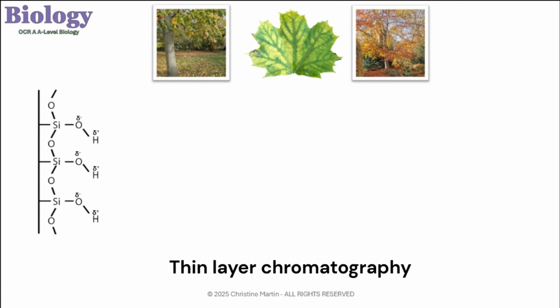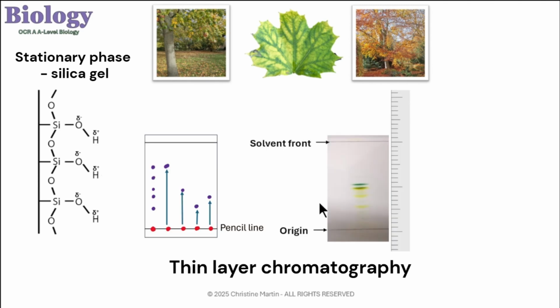A TLC plate has a thin coating of silica gel, an adhesive substance which acts as the stationary phase. A pencil line is drawn approximately 1 centimetre from the bottom of the plate, and then the pigment extract is applied to the line, 1 drop at a time, allowing each to dry before adding the next one. A darker initial spot indicates a higher concentration of pigment.